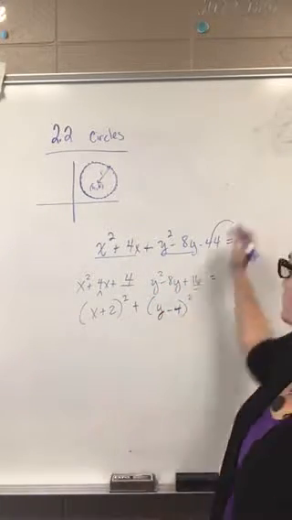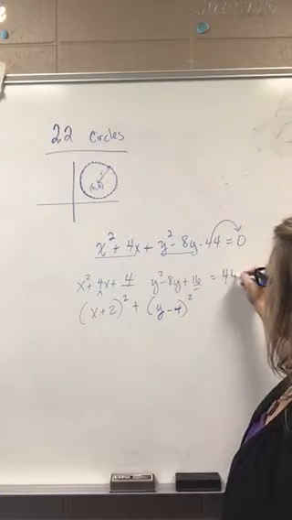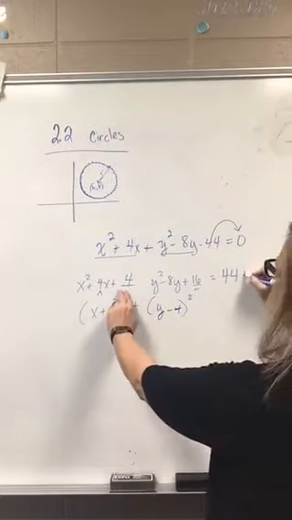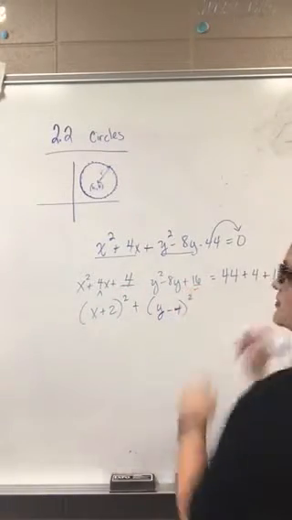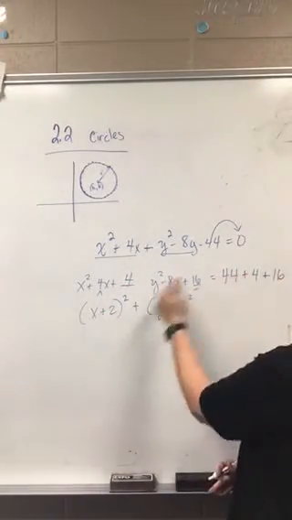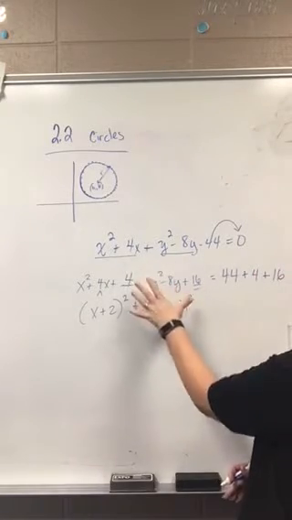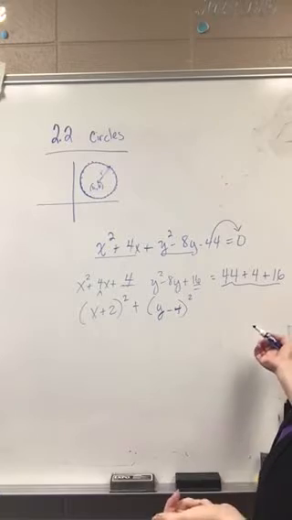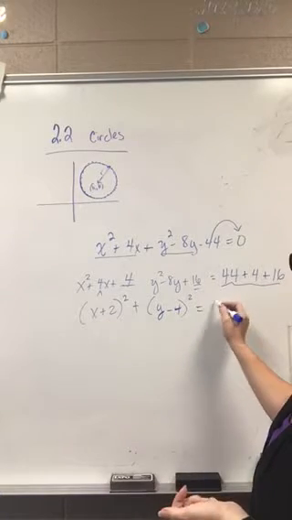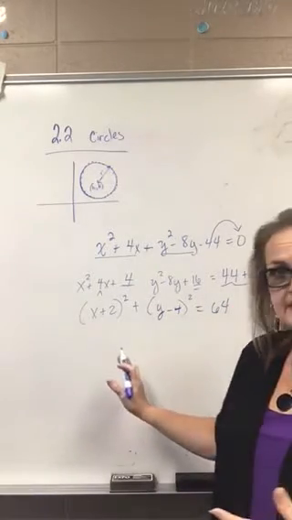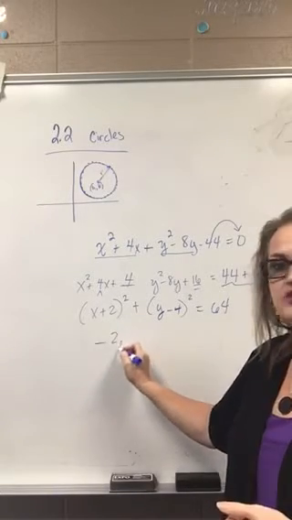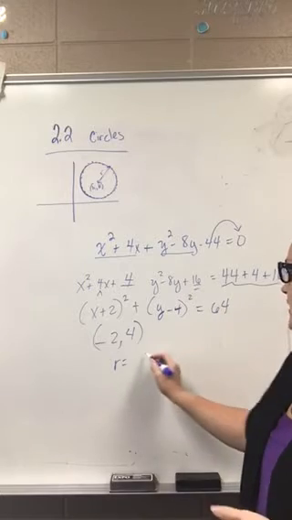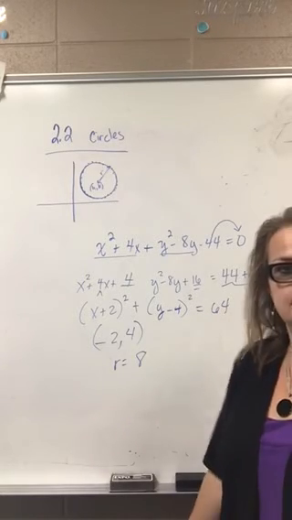Then lastly, over on this other side, I probably should have already brought that down. I brought my 44 across, and then I can't just add numbers in without compensating on the other side. So I've got to add the 4 and the 16 that I added extra here. I've got to add those to the right, and then combine all those like terms. Let's see, that is 64. Now I can see the circle format, -2, positive 4 is my center with a radius of 8, the square root of 64.